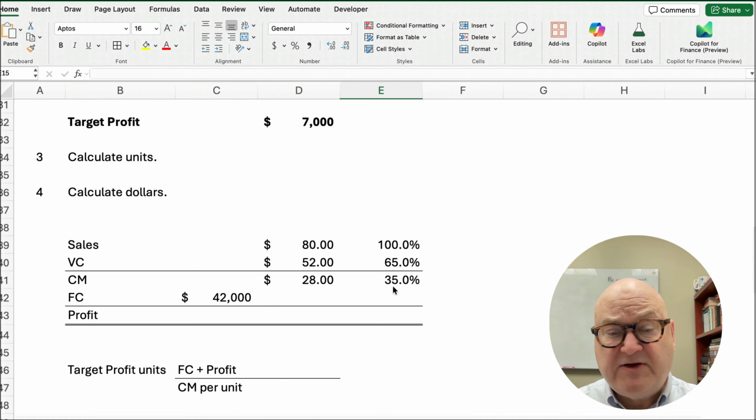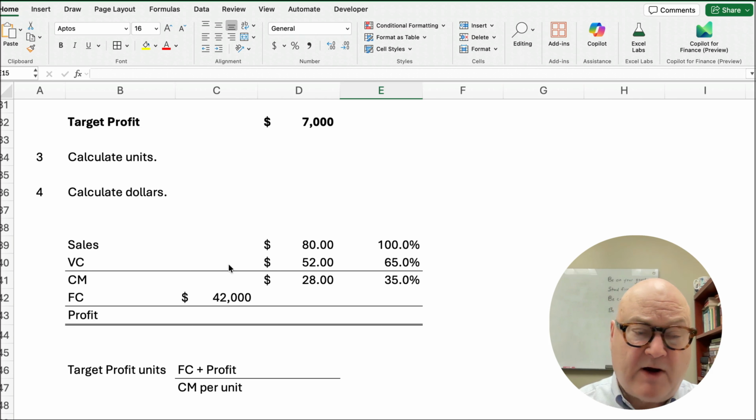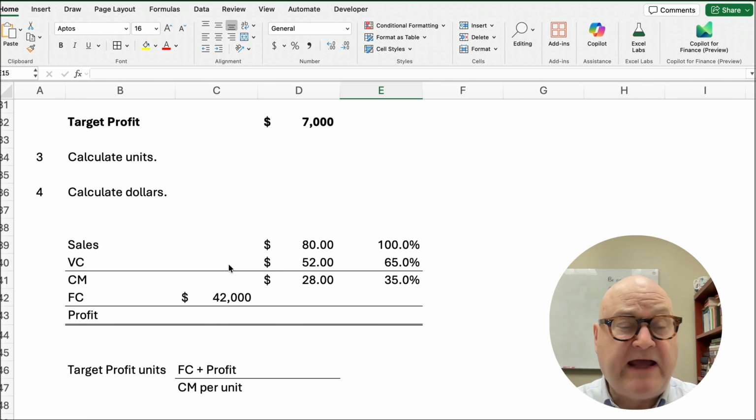All right, what if we want the target profit to be 7,000? Now, I've just gone ahead and put this in so I don't have to do that again. These don't change with our volume. Now, this whole chapter is called cost, volume, profit. What happens to our cost and what happens to our profit if our volume changes? Now, we're going to have to sell more than 1,500. So the answer is more than 1,500, right?